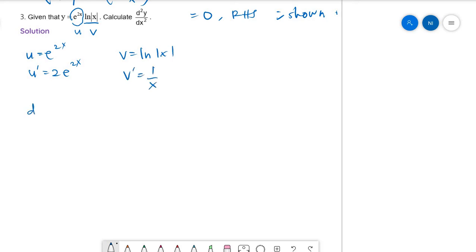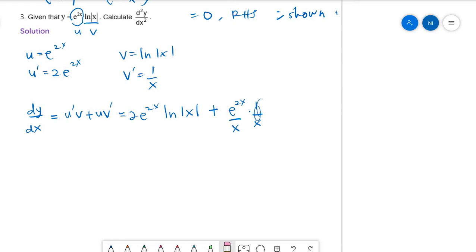The first derivative, dy/dx, is equal to u prime v plus u v prime, which is 2e to the power of 2x times v, ln x, and then plus u, which is e to the power of 2x times 1 over x, which can also be written as this, 1 over x. Okay, this is dy/dx.